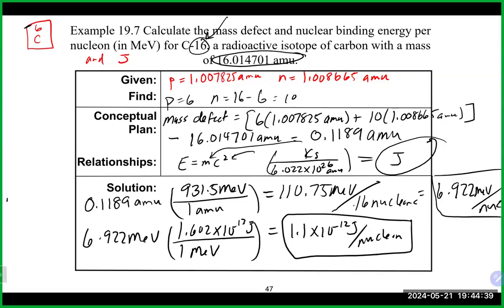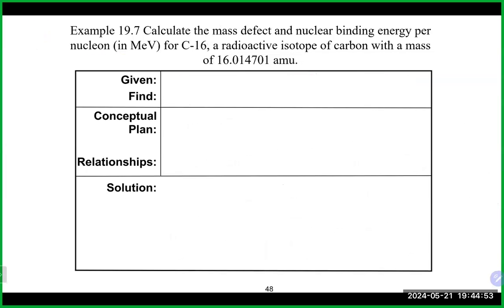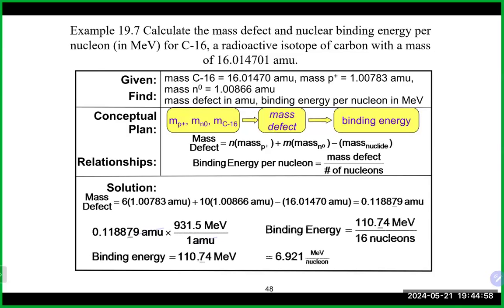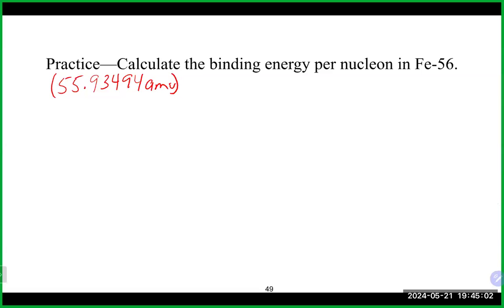All right, let's take a look at one more here. And I think it's iron 56, actually. So let's take a look at that one. All right, so calculate the binding energy for iron 56 and iron right there, dead center. 26, I think. And we could do both again. We could do joules per nucleon and mega electron volts per nucleon. And the atomic mass of the isotope is the 55.93494 number.